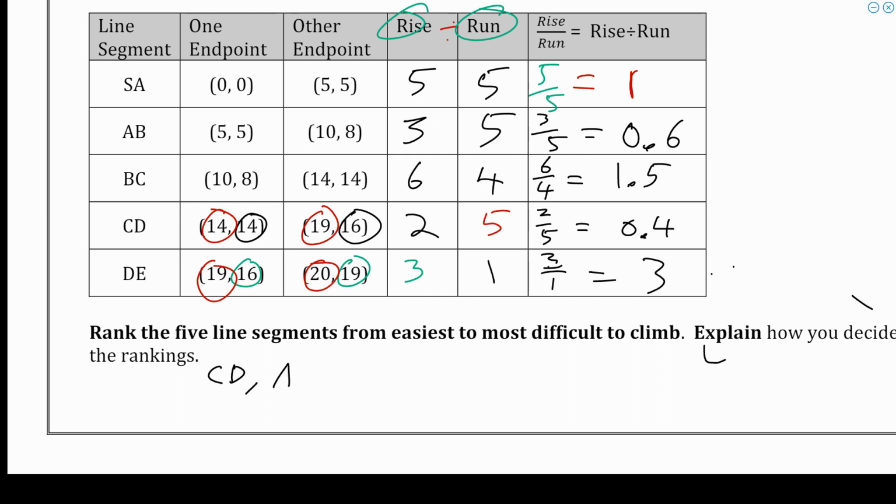Next is AB, that was 0.6. Next is S, start to A. Then we have BC, that was quite steep. But the steepest by far was the summit, DE. It was a slope of 3.